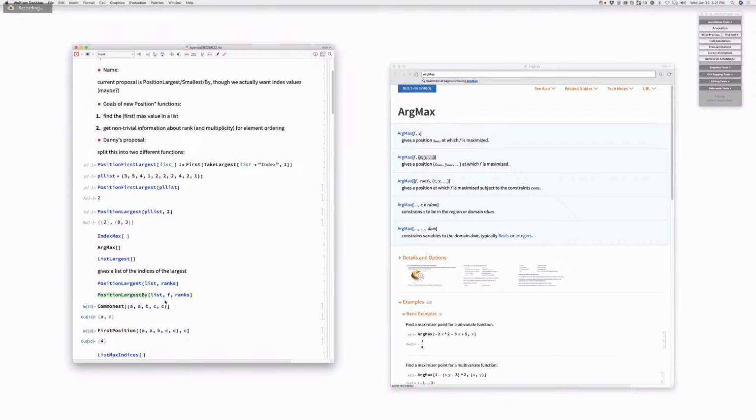I'm fine with that argument. I mean, I did propose indices largest, but I don't think position... It's right. Yeah, I think position largest is the right thing. I'm concerned about this. I mean, the ranks thing is weird.